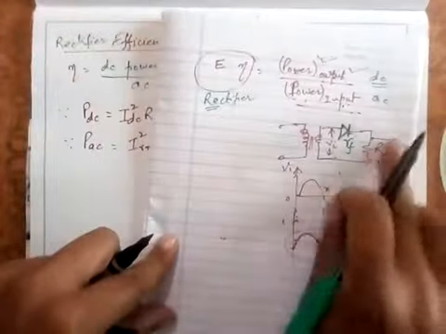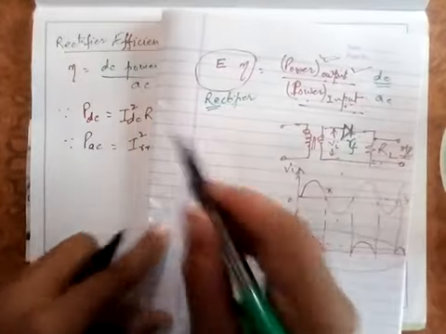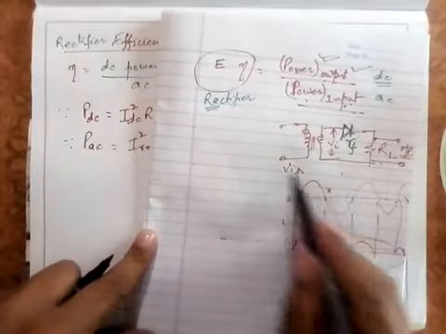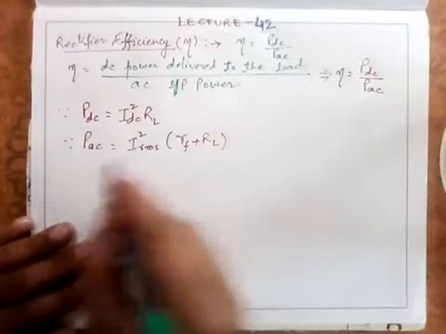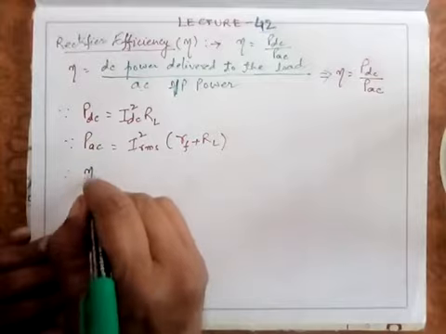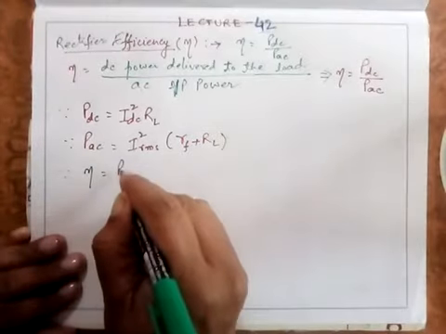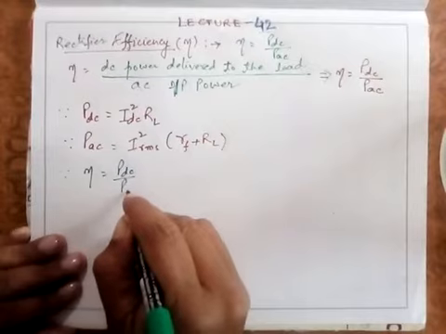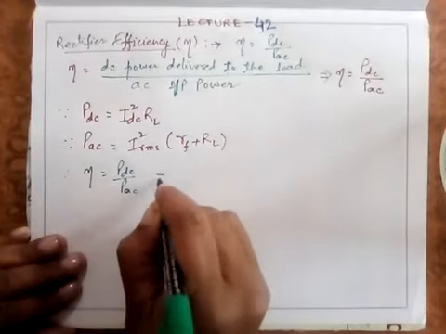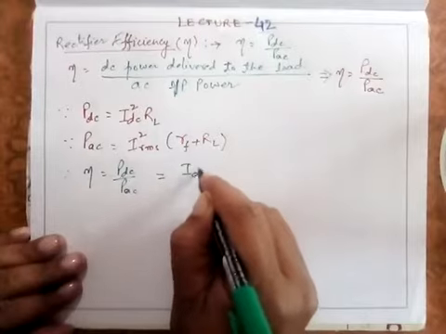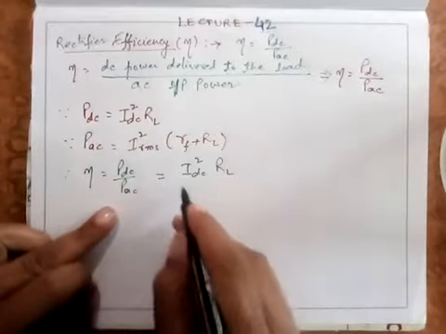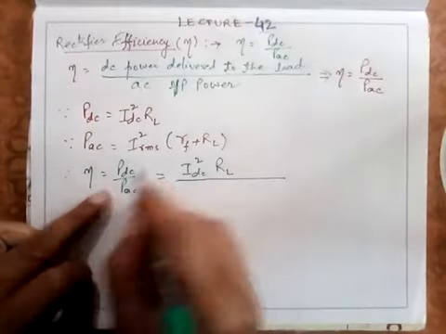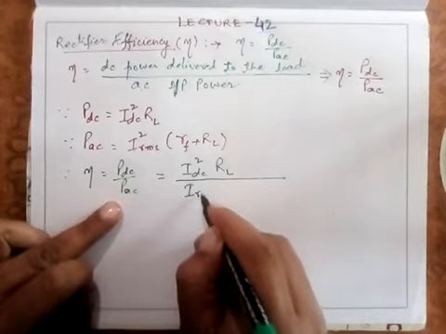On the other hand, across this load resistance, we are interested in the DC current. So PDC is IDC square into RL, and PAC is I RMS square into RF plus RL. Now after this, it is quite simple. Since we have just defined that the efficiency is equal to PDC upon PAC, I substitute the value of PDC as IDC square into RL upon the value of PAC, I RMS square into RF plus RL.